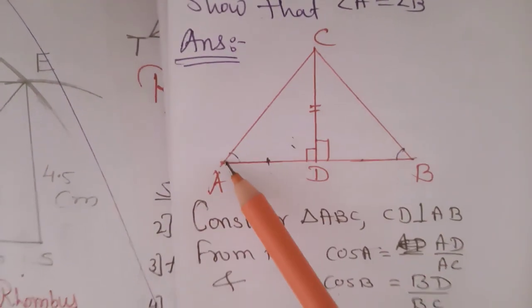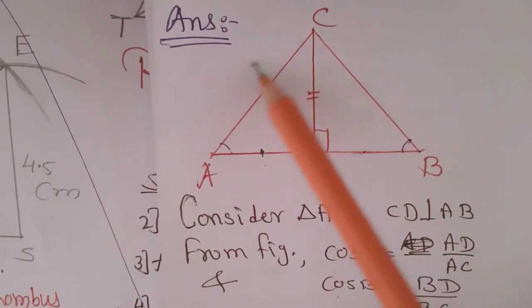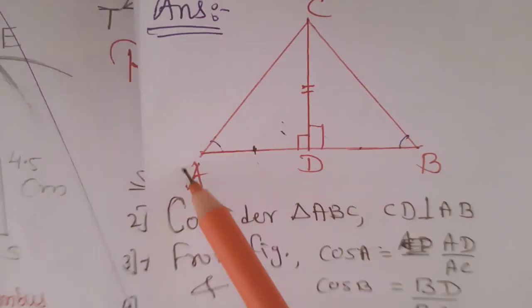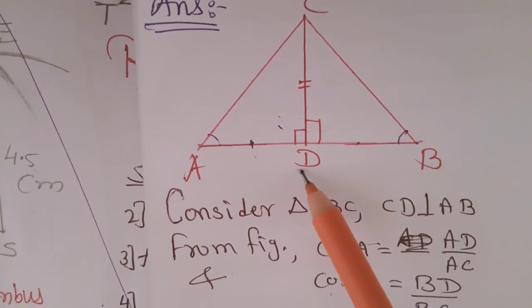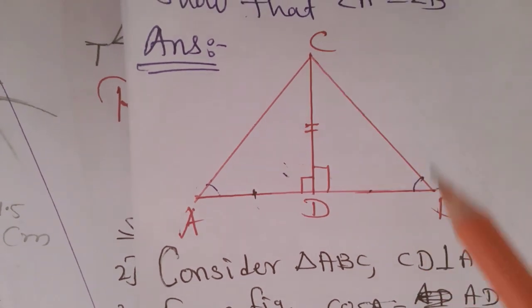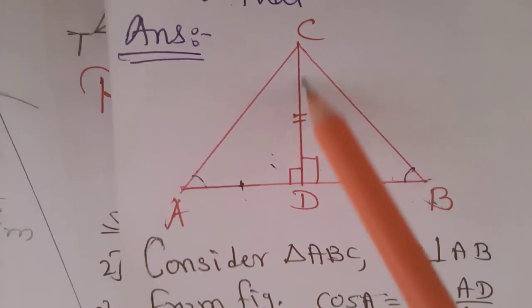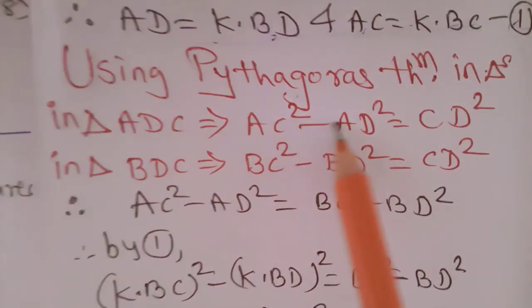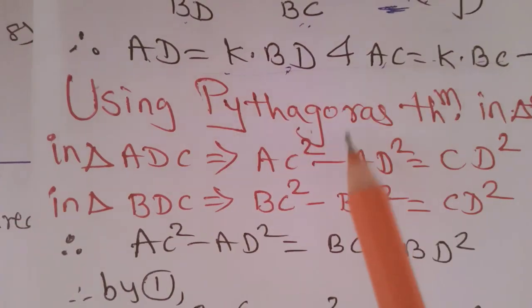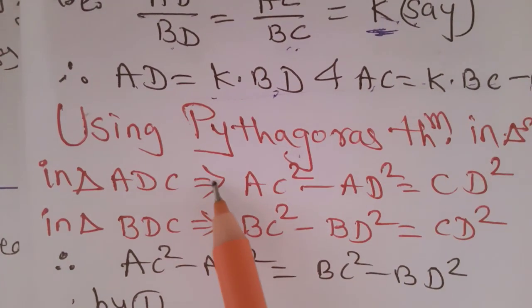Now, again come to the figure. Here, AC is the hypotenuse for the triangle ADC. Using the Pythagoras theorem, we have AC square is equal to AD square plus CD square. Again, in the triangle BCD, BC is the hypotenuse. Therefore, using the Pythagoras theorem, we have BC square is equal to CD square plus BD square. That we write here. And this I have written with the red pen because this is the turning point of the answer. It is very important to use this theorem in your answer.